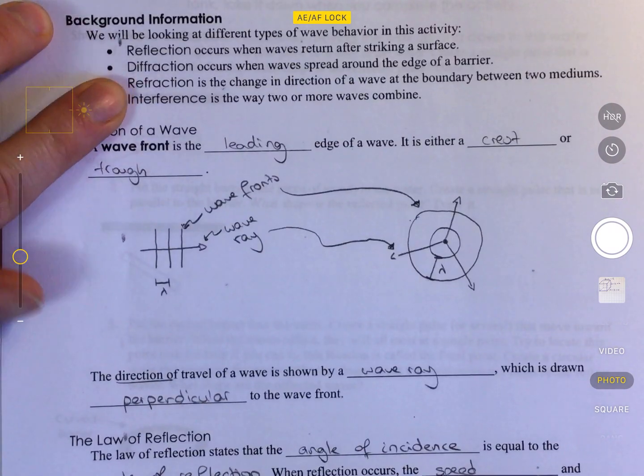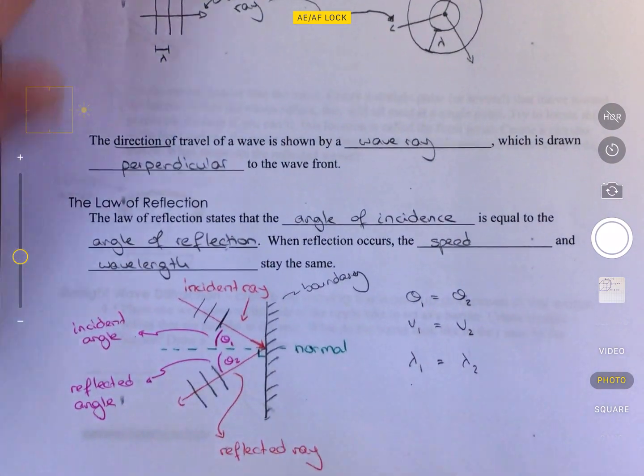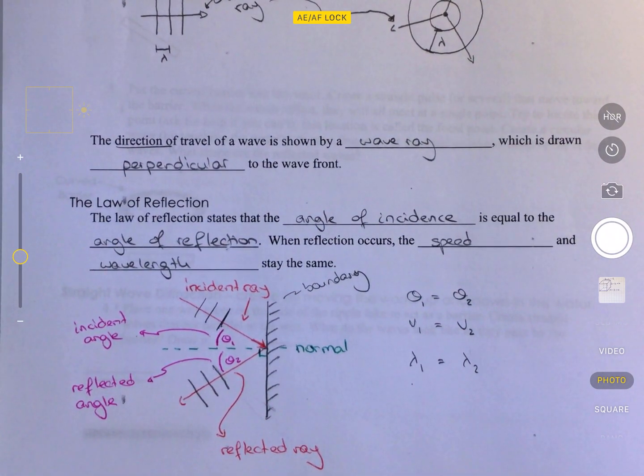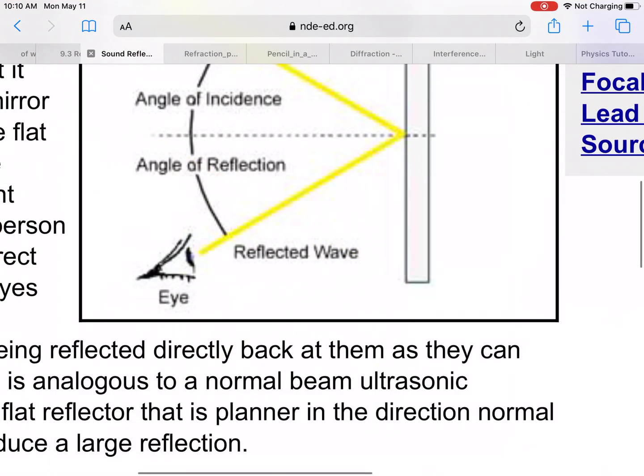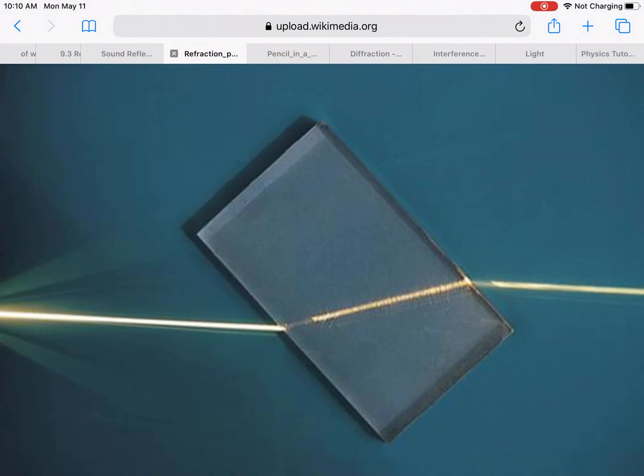Now we want to go into refraction. Let's look at refraction. I will just quickly talk about what a refraction is, and then we will look more into refraction later on in this booklet. So this is a refraction. A refraction happens when your wave bends in another medium.